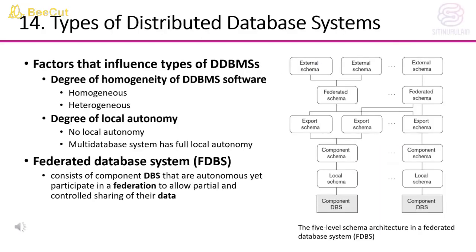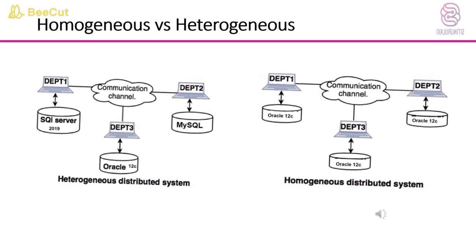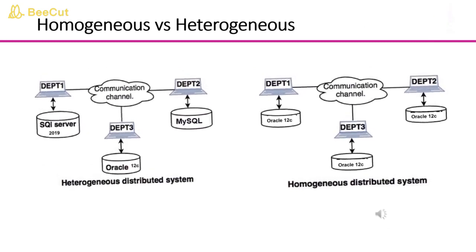There are two factors that influence types of DDBMSs. Degree of homogeneity of DDBMS software: homogeneous, heterogeneous. Degree of local autonomy: no local autonomy. Multi-database system has full local autonomy. A federated database system consists of component DBS that are autonomous yet participate in a federation to allow partial and controlled sharing of their data. The slide shows the difference between the homogeneous and heterogeneous types of distributed database management system, DDBMS.